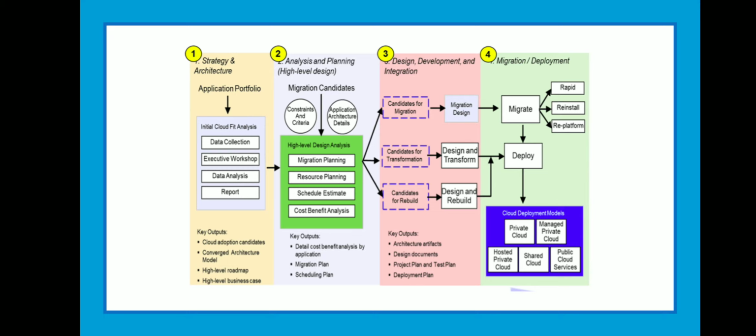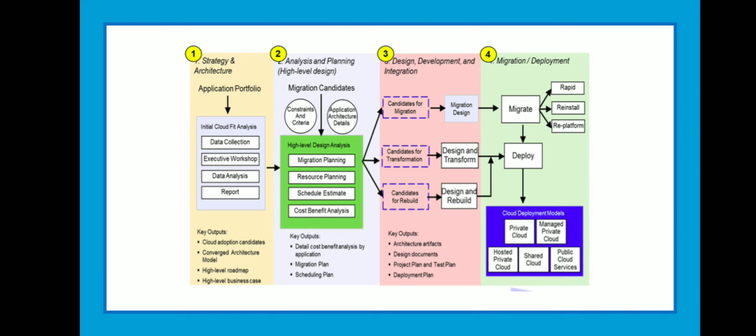When you analyze the applications, they have to be classified into three categories. One is migration, second is transformation, third is rebuild. I'm not talking about five or six different areas of migration like rehost, re-architecture, rebuild. I just want to make sure that we put it in simple buckets so that it is easier for everyone to understand. So we have just three buckets: one is migration, one is transformation, one is rebuild.